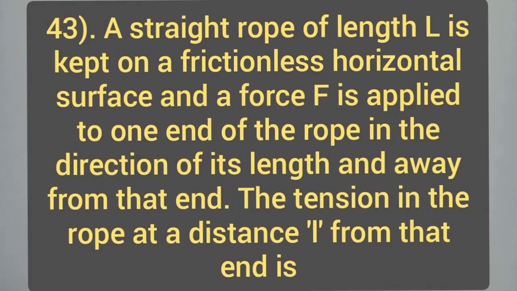Problem number 43. A straight rope of length L is kept on a frictionless horizontal surface and a force capital F is applied to one end of the rope in the direction of its length and away from that end. The tension in the rope at a distance small l from that end is.